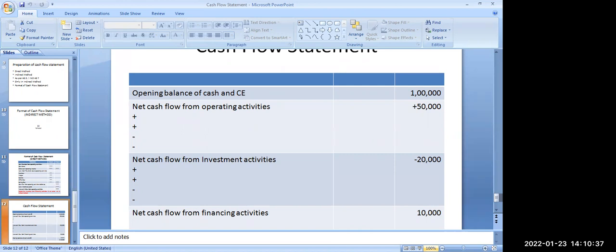Then I'll come to know how much is the net cash flow from operating activity. What is net? Total of cash inflow from operating activity minus total of cash outflow from operating activities. The net will be added here. Look at this, I have mentioned 50,000. Then net cash flow from investment activity. Net means both are there. Inflow is there, outflow is there. You are finding out the net. Inflow minus the outflow. That is called net cash flow.